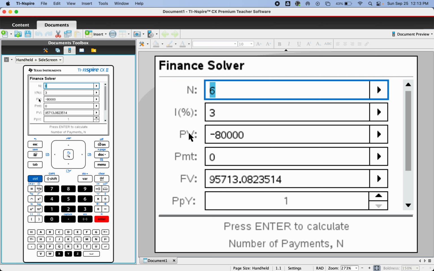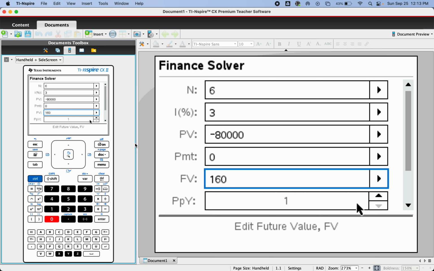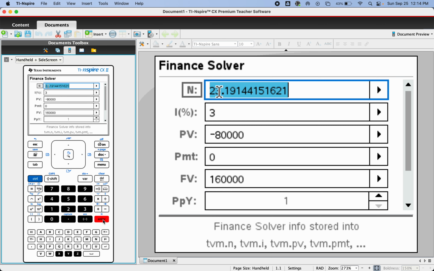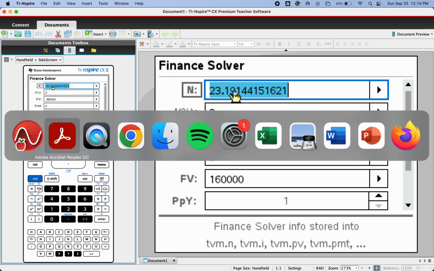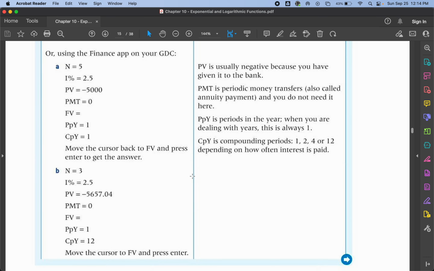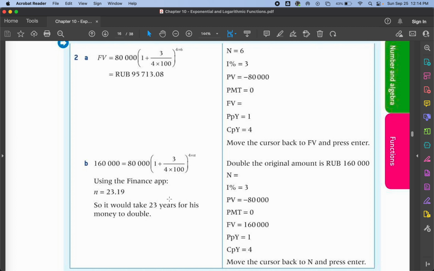Things should be stored. Now here's the thing. We're going to actually put this in as 160,000 because we want things to be doubled, and we're actually going to solve for N. So if I go over here, highlight and keep everything else the same and push enter, this is going to give 23.19. 23.19. So if we look, sorry, here we go. This is part B.